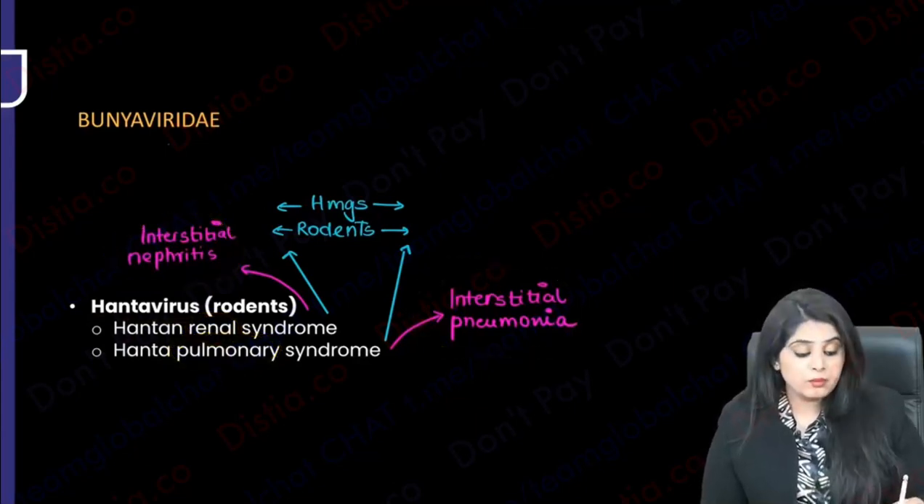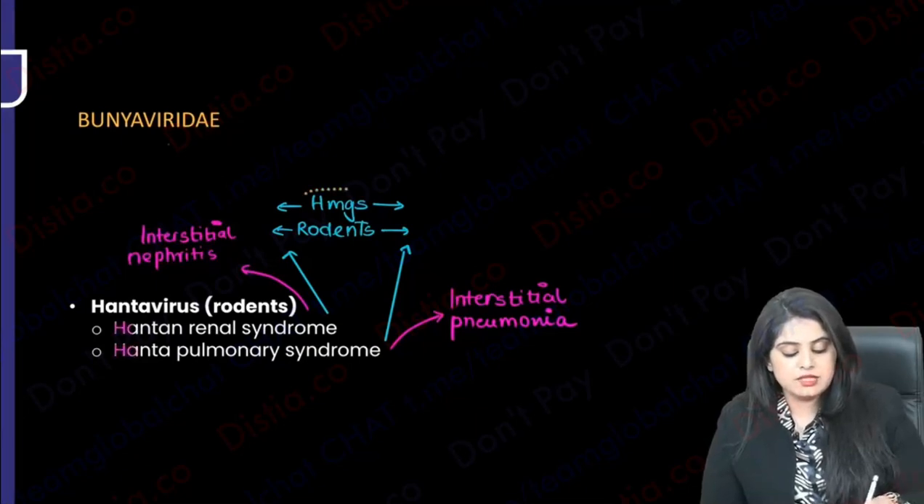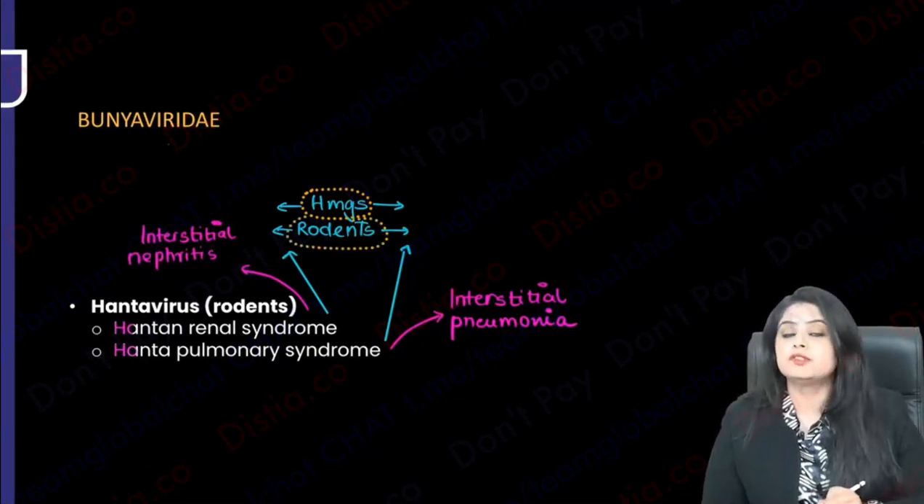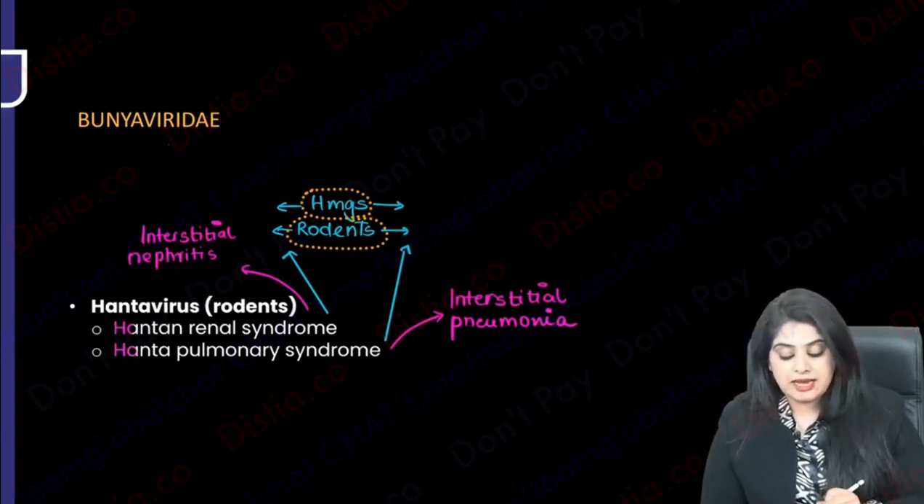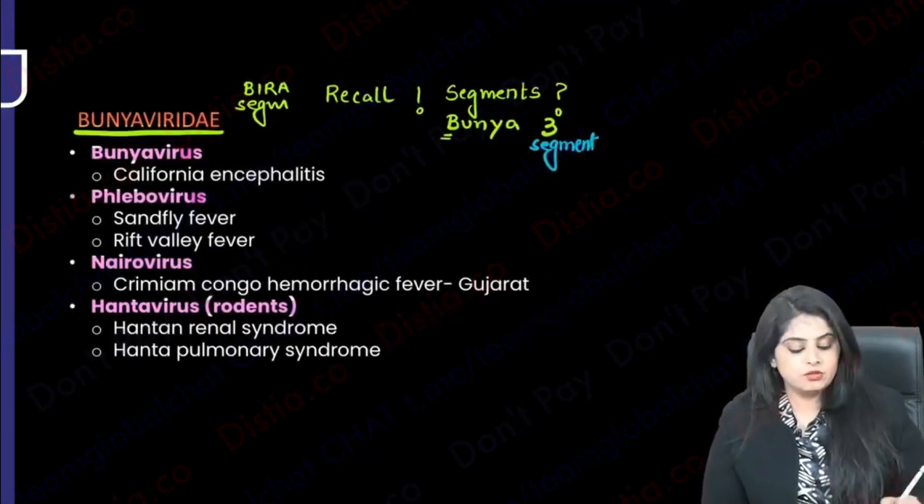What are the common points between the two? These two hanta are associated with hemorrhages, and they are associated with rodents. That is the commonality between them. I know it's not that easy a topic, so what I'm going to do, I'm going to go all the way back to this part and ask you some questions quickly.